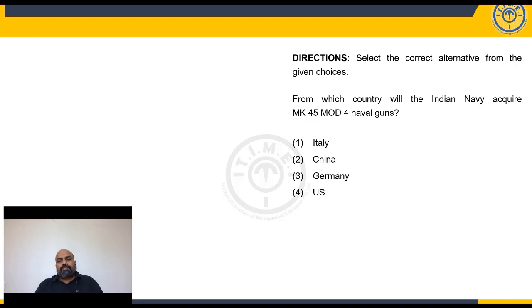Okay. The currency is renminbi, R-E-N-M-I-N-B-I. Yuan, Y-U-A-N. The actual name is Renminbi. Yuan is a unit. Germany. Germany's capital is Berlin.